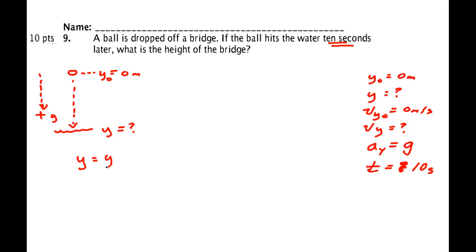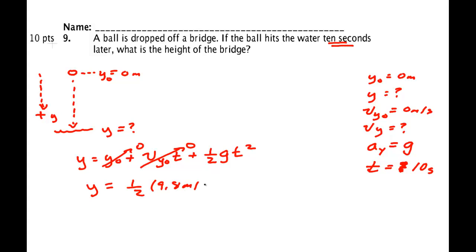y is equal to y naught plus Vy naught t plus 1/2 g t squared. And Vy naught was 0. y naught was 0. So y is 1/2 times 9.8 meters per second squared times 10 seconds squared. Put that in and you find that it's approximately 490 meters. Okay, and that's the end of problem number 9.